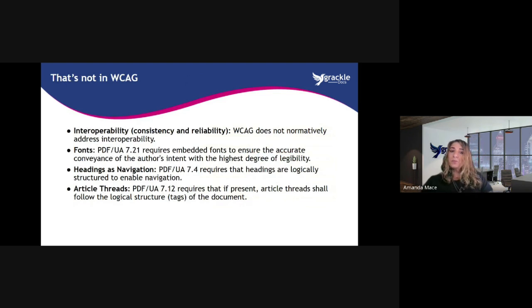So what's not in WCAG? One of the things we look for is a document of trust, right? We want to make sure that the PDF is always reliable in the way that it renders, in the way that it prints, in the way that it's viewed, in the way that assistive technology interacts with that content. And that isn't captured in WCAG.